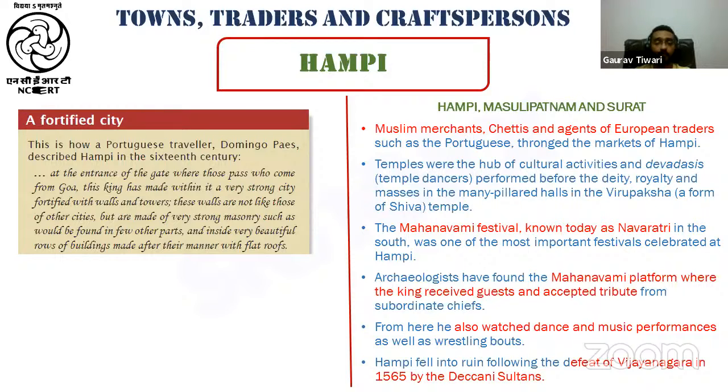Now, another festival that was celebrated is the Mahanavami festival. What is this Mahanavami festival? Mahanavami festival is nothing but Navratri in the South, and it was one of the most important festivals celebrated at Hampi. I hope this is clear to all of you.